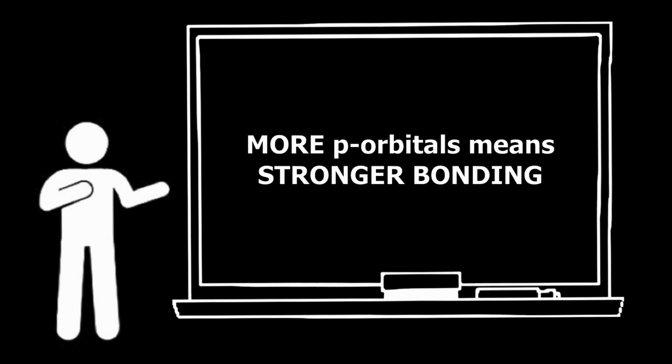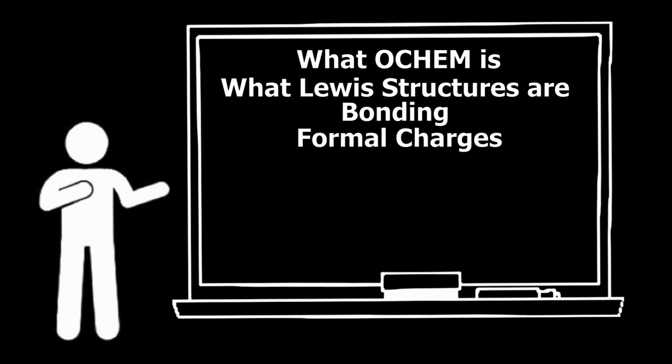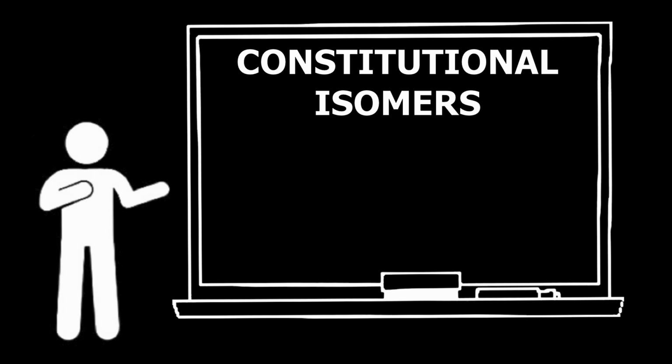When more p orbitals are added, there will be stronger orbital overlap between the 2 atoms. This is why, in the case of bond strength, single bonds are going to be weaker than double bonds, which are going to be weaker than triple bonds due to the p orbital interactions. So we've gone over what OChem is, what Lewis structures are, bonding, formal charges, and hybridization, and now I want to get into some basic OChem and talk about constitutional isomers.